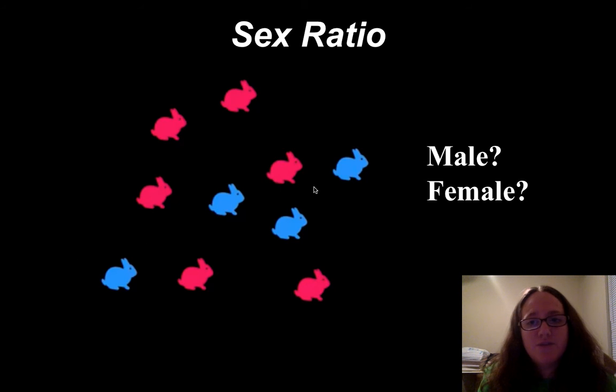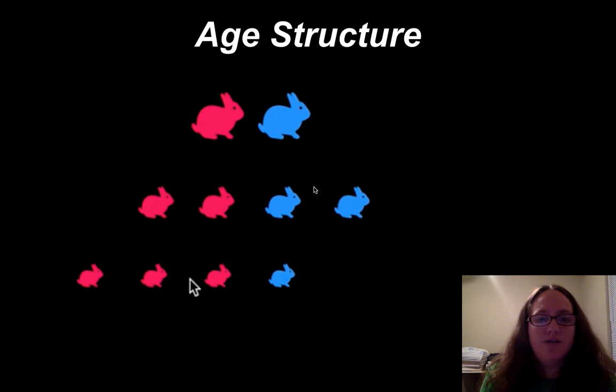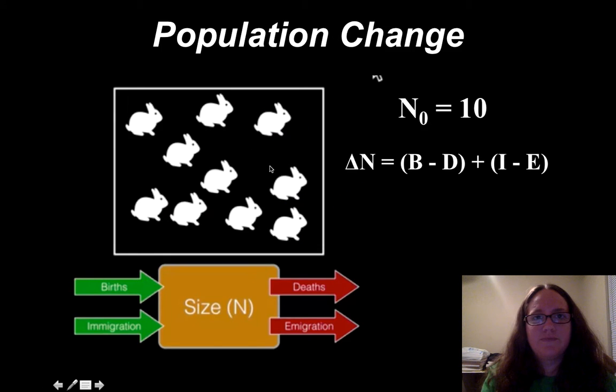We also have sex ratio. We can look at the number of male versus female. So the pink ones are female, blue ones are male. And then we could take those and put them in an age structure. So we could actually order those based on their sex and also their age. And when you do that, you get things that look like this. So down here would be the youngest age rabbits. These are the females on one side, males on the other. And as we go up in the age structure, they get a little bit older as we go.